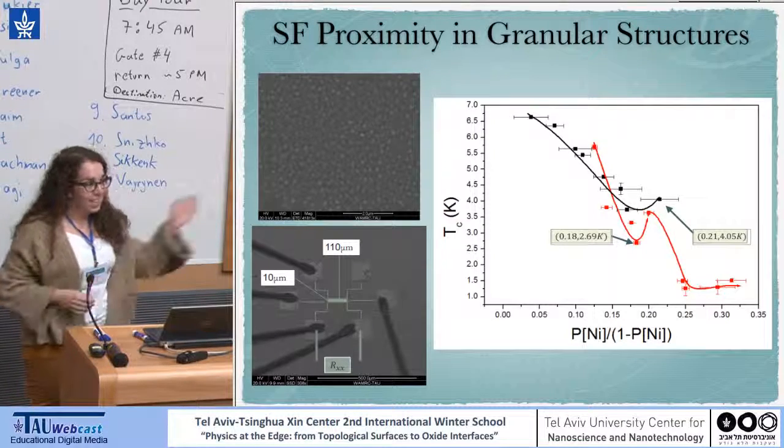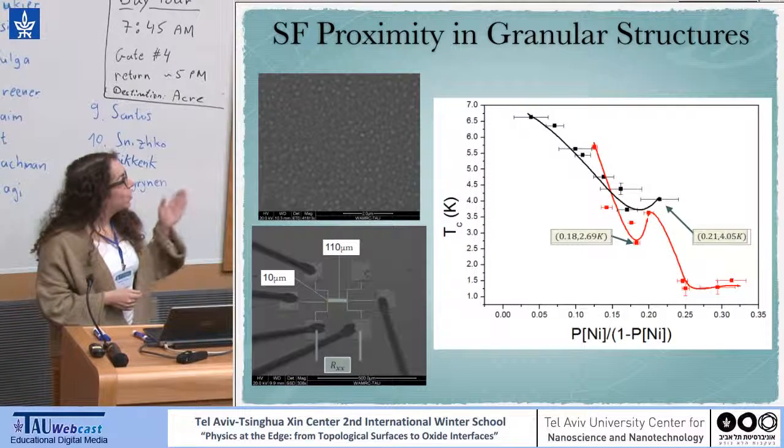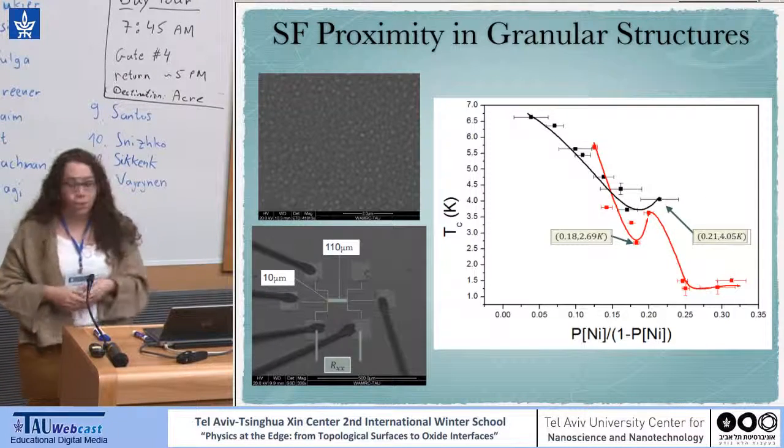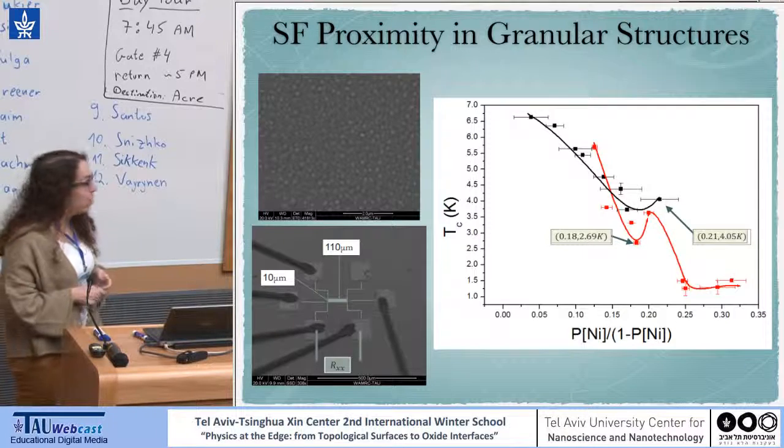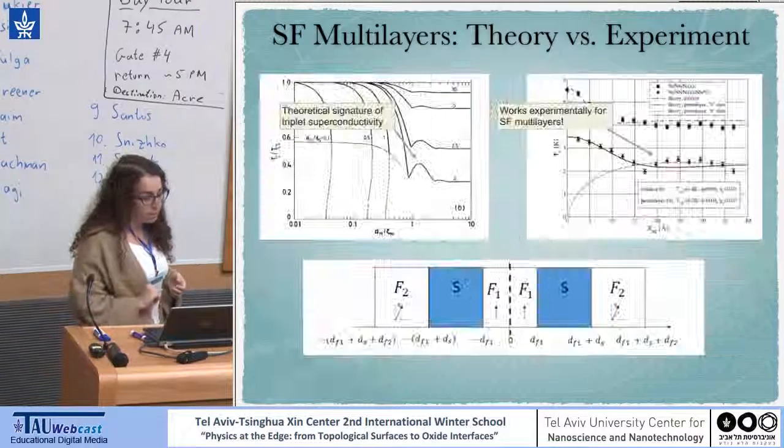The second thing that is very noticeable in this graph is, given the guide to the eye here that I drew for each and every one of the sample sets, that the superconducting temperature rises for a certain value of the relative volume concentration. Now, this is a fingerprint of triplet superconductivity.